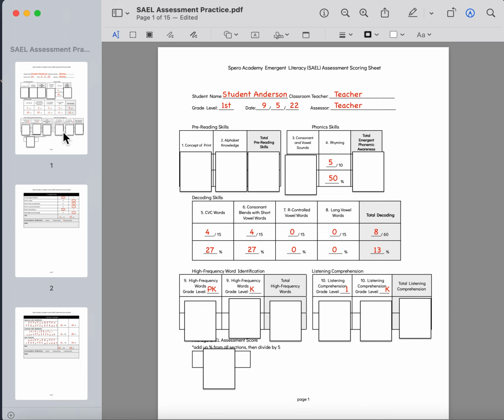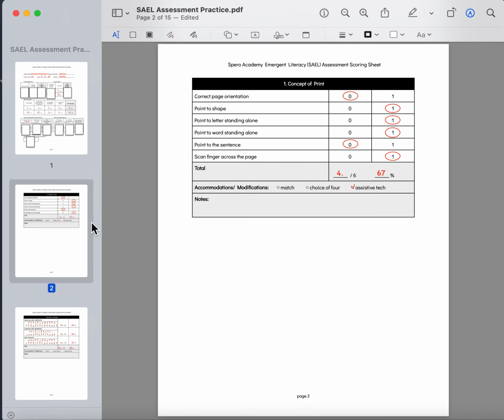So, all right, that's my little preamble here. I'm going to walk us through how to score the SAEL assessment. I've done a little bit of work preemptively so that we can go quickly. The first thing that I'll show you is I just circle the 1 for what they get correct and the 0 if they got it incorrect.